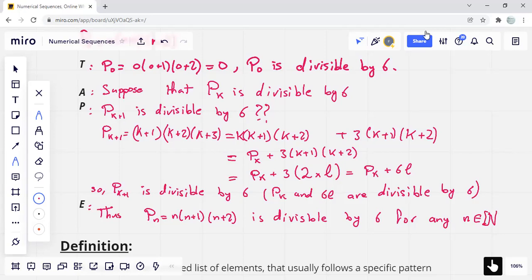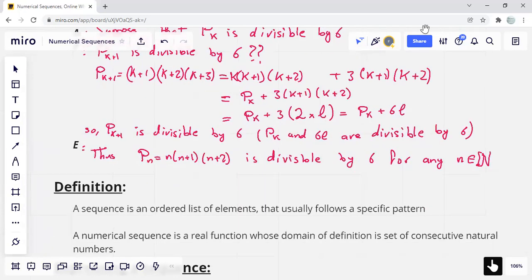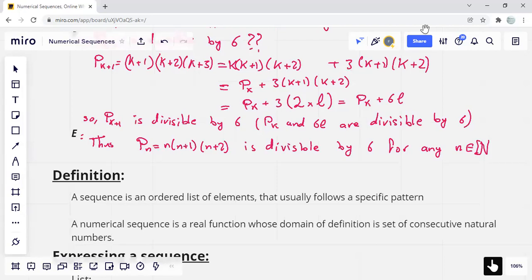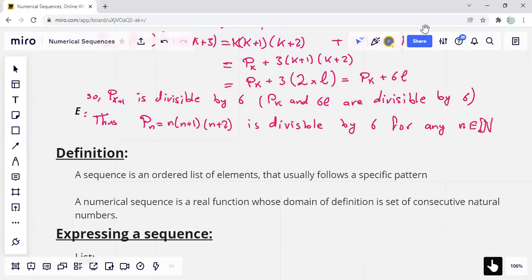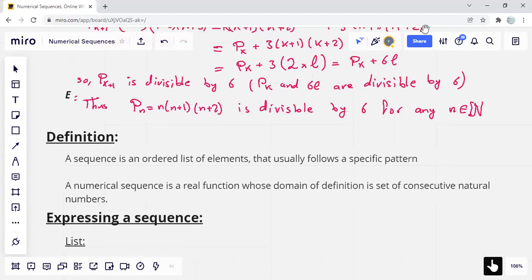Okay, after learning about the induction, we started learning about the sequence. We defined a sequence as an ordered list of elements that usually follows a specific pattern, like the sequence of even numbers or odd numbers. Another way to define a numerical sequence is a real function whose domain of definition is the set of consecutive natural numbers. It takes as an input only natural numbers. As an output, it can give us anything.